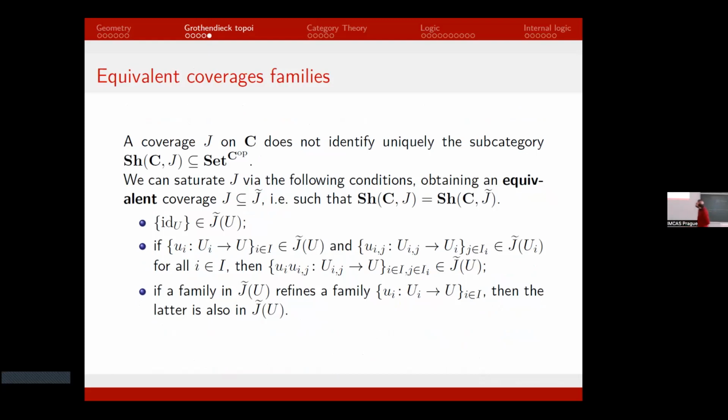So if we start from the data of a site, a site is a category and a coverage. But it's not true that different coverages produce different topoi. In general, the data that we give through a coverage is the minimum data that then generates sheaves. But this implies that there are a lot of families of functions that do not belong to the coverage, but still behave as if they belong.